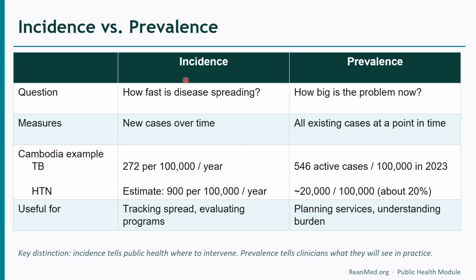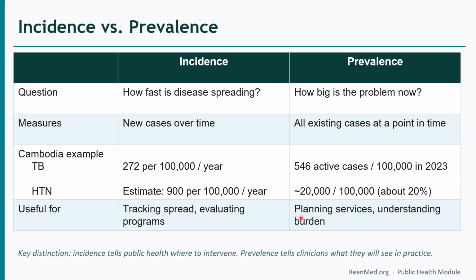And so incidence, as we discussed, is useful to track the spread of the disease, and it can help us know, are our programs working, right? If the incidence of tuberculosis is small and it's decreasing, that means our tuberculosis treatment programs are probably working well.